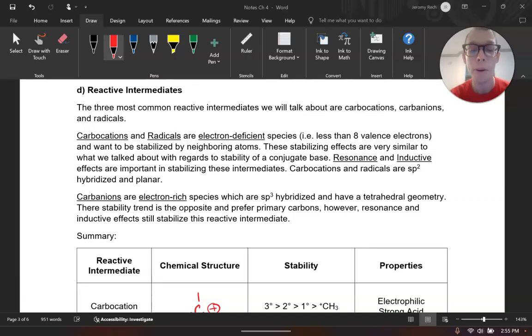Carbanions, which are going to be electron-rich species, are going to have a lone pair, and that's going to give an sp3 hybridized geometry. They're going to be the opposite. They're going to be a little bit more reactive, trying to form a bond to help the formal charge.